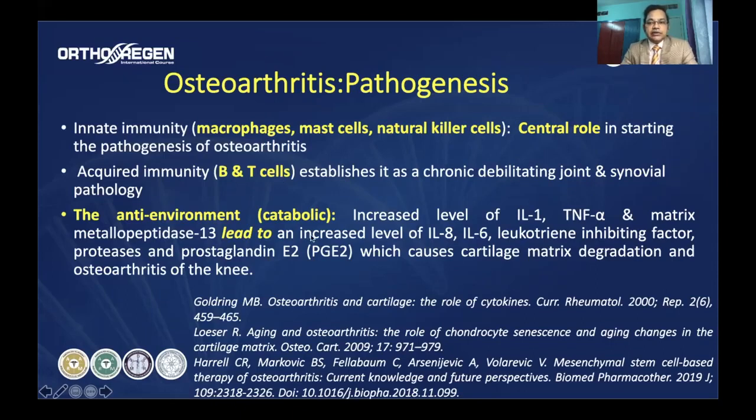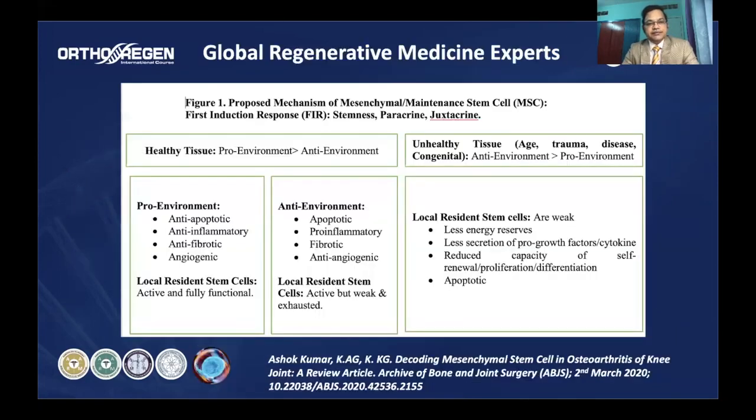So in osteoarthritis, there is actually an imbalance between a catabolic environment and the anabolic environment. Because of the more catabolic environment, there is an increased level of interleukin 1, alpha tumor necrosis factor, which are the main factors involved in starting osteoarthritis, and metalloproteinase 13, which lead to increased levels of interleukin 8, 6, leukemia inhibiting factor and prostaglandin E2, which ultimately cause cartilage degradation and establish the osteoarthritis.